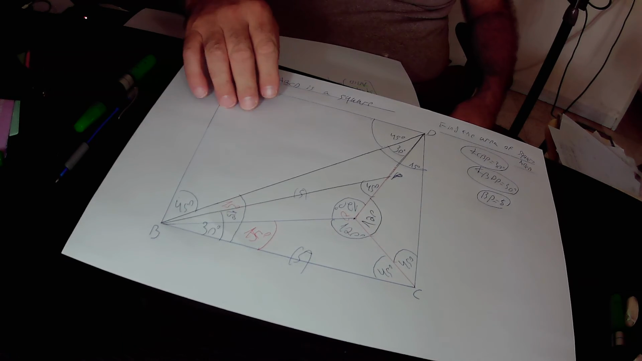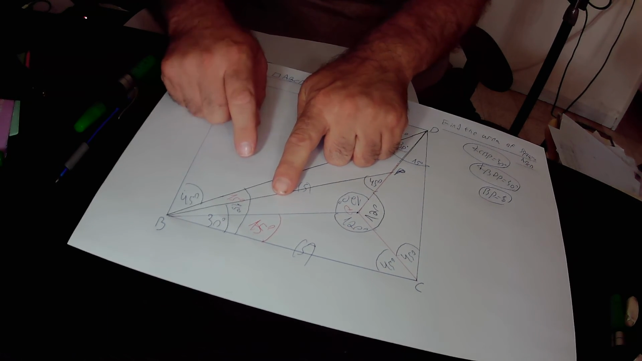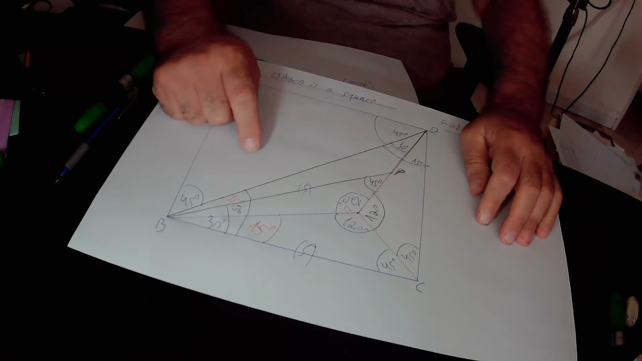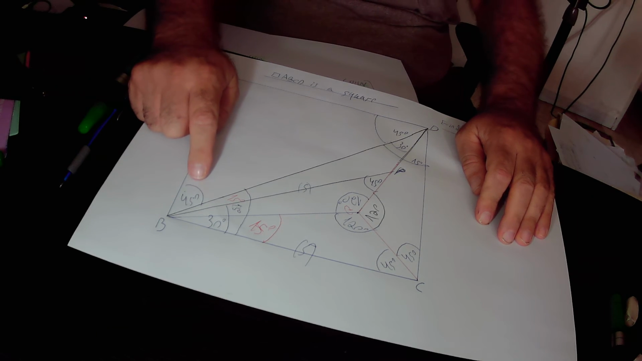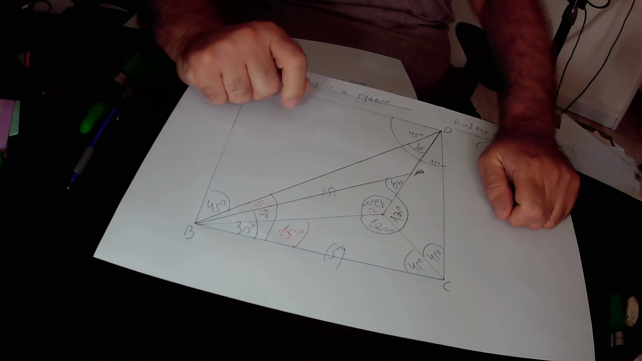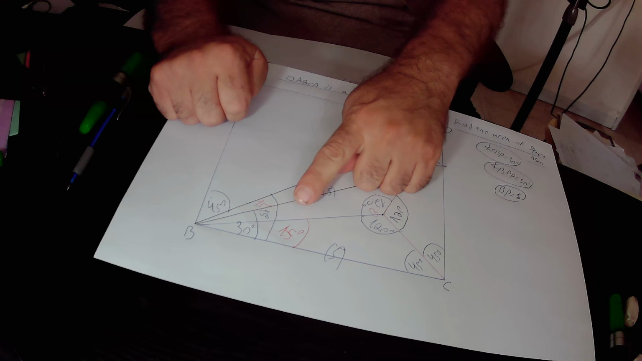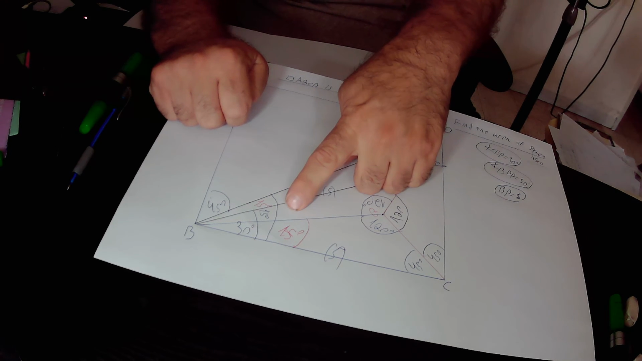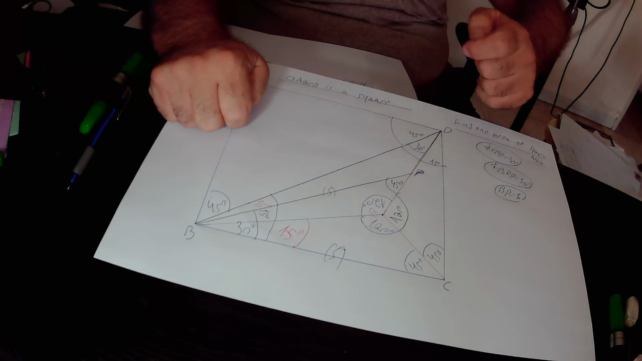Here we have this angle. Diagonal DB bisects angle ABC. So the first half is 45 degrees, and the second half is also 45 degrees because DB bisects angle ABC. So 15 degrees plus 15 degrees is 30 degrees, and therefore this missing angle must be equal to 15 degrees in size.